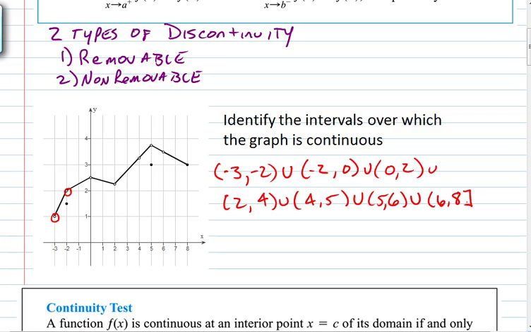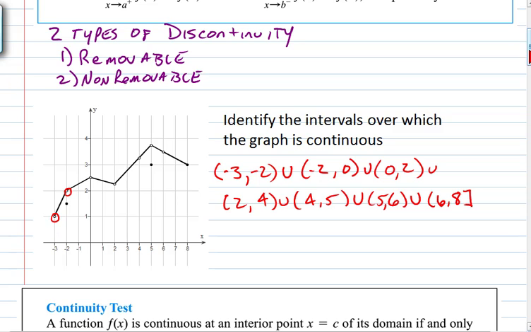But on 8, I can include that endpoint because there's a dot there. It's not an open hole. And it may not be easy for you to tell unless you're sitting close to the board right now. But remember, continuity is a point-wise definition, and I can include that point because there's not a hole there. Over here, we had a hole, so I could not include that point.